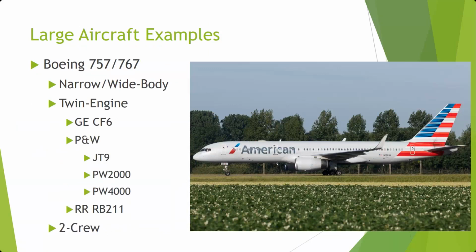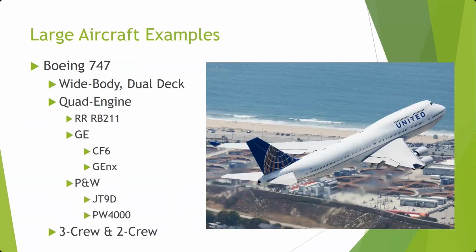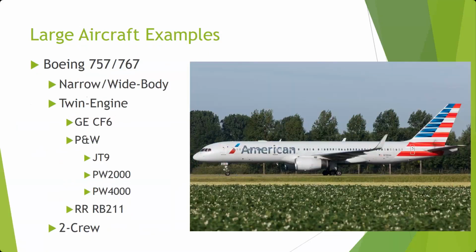The Boeing 757, 767 were developed around the same time. What we have here is the 757, a narrow body single aisle aircraft. The 767 was a wide body twin aisle aircraft. Both of these are twin engines. Both use the same families of engines: CF6, the Pratt & Whitney JT9, PW2000 and PW4000. The PW2000 on the 757, PW4000 on the 767, and the Rolls-Royce RB211. So you can see it uses similar engines to this, just only 2 of them because it's a smaller aircraft.